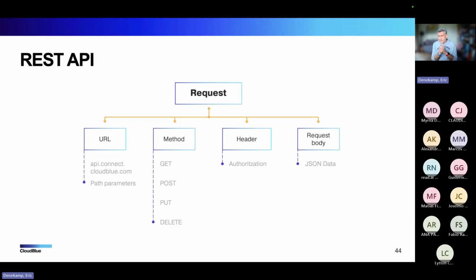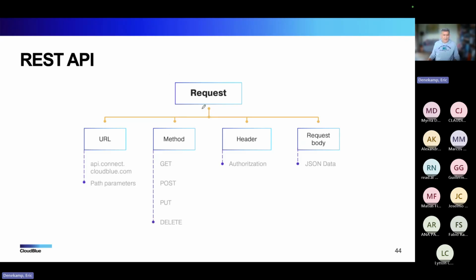What we require when it comes to the body is JSON. And that means that when we send something to our API, the Connect API in this case, we're doing a POST to api.connect.cloudblue.com/public/v1, where there is an authentication header in the request, and where we, if needed, send to the API using a JSON file.